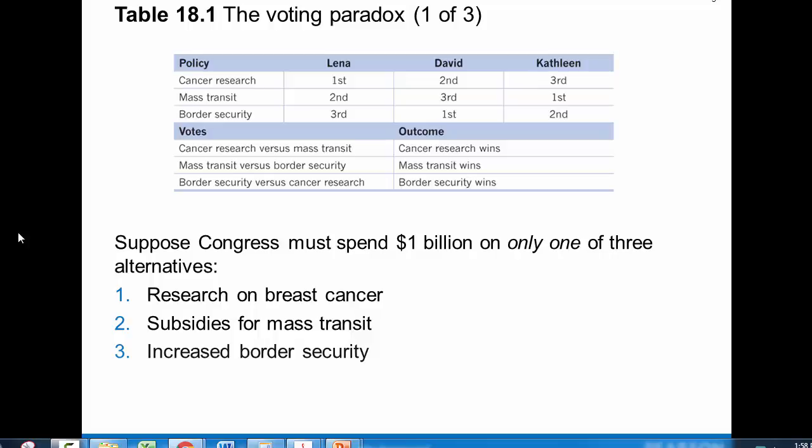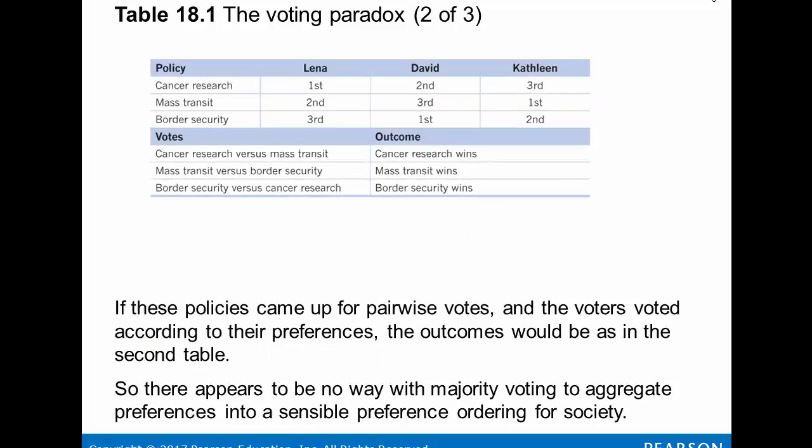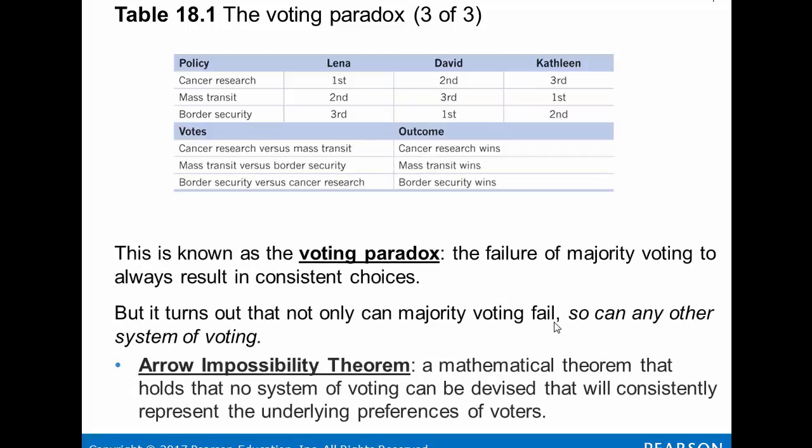So the votes: if cancer research is up against mass transit, cancer research wins. If mass transit is up against border security, mass transit wins. And border security versus cancer research, border security wins. For simplicity, there are only three voters with preferences in the given table. The voting paradox is the failure of majority voting to always result in consistent choices. If these policies came up for pairwise votes and the voters voted according to their preferences, the outcomes would be as in the second table. So there appears to be no way with majority voting to aggregate preferences into a sensible preference ordering for society.